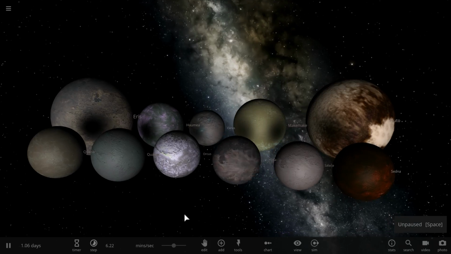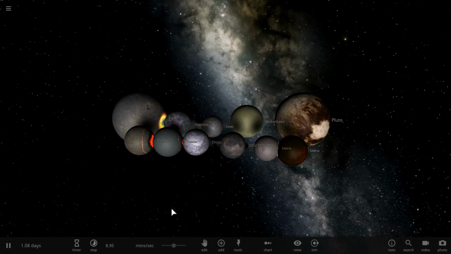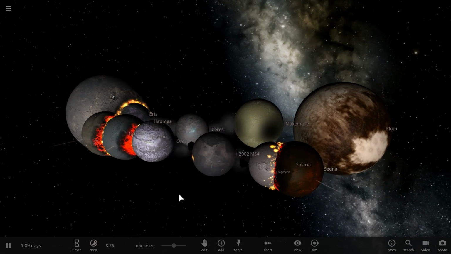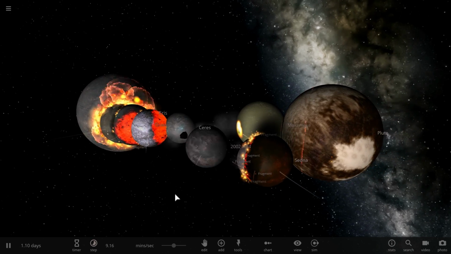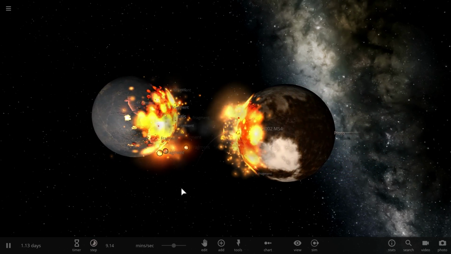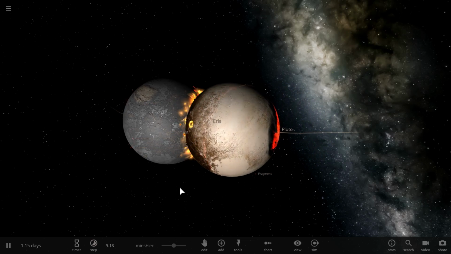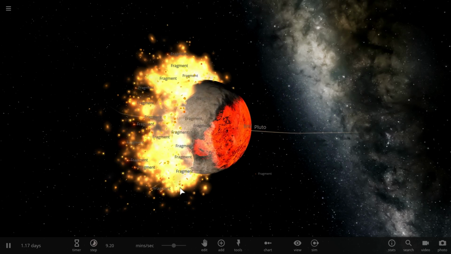So right now, as soon as I let go of the pause button, you'll see a lot of these objects colliding into one, and there's going to be a lot of explosions. We're going to start with this. But basically, the purpose of this video is to investigate the total mass and the total size, I guess, of an object you could create if you were to combine all of the dwarf planets into one.